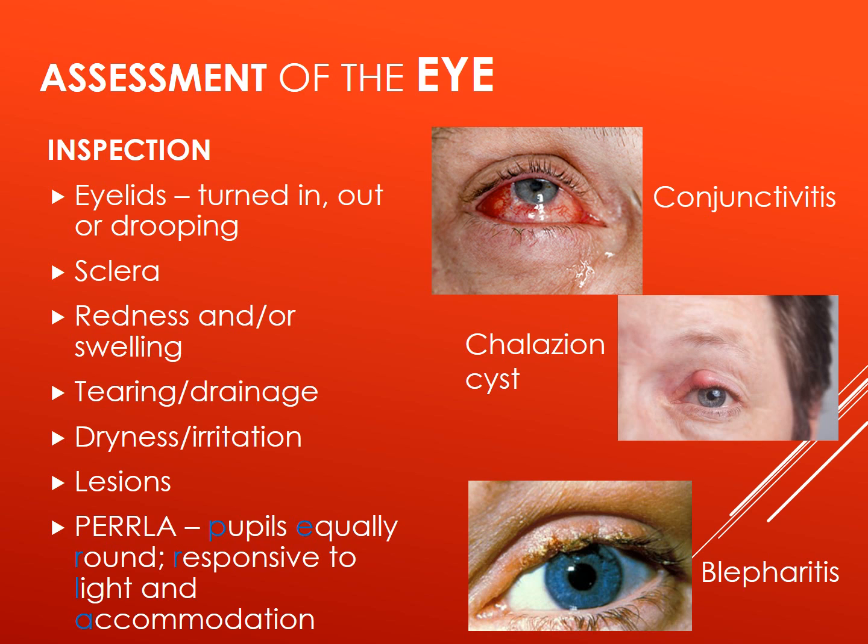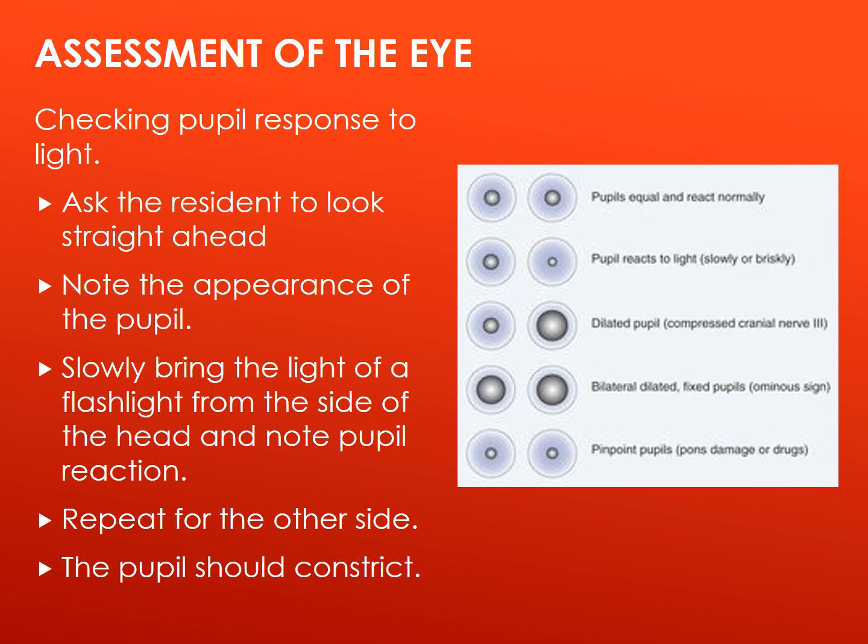Look for PERRLA, standing for pupils equally round and responsive to light and accommodation. Check the pupil response to light. Ask the resident to look straight ahead. Note the appearance of the pupil. Then slowly bring the light of a flashlight from the side of the head and note the pupil reaction. Repeat for the other side. The pupil should constrict.